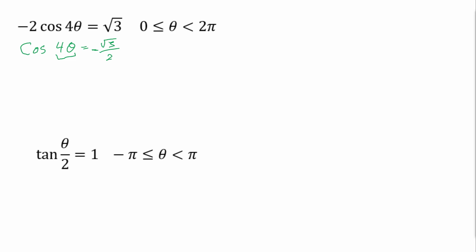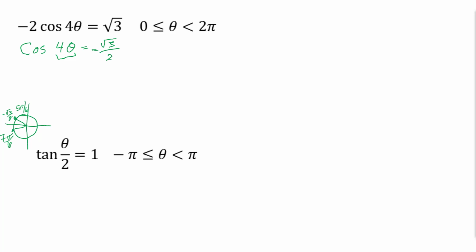To start off with our unit circle, cosine is our x value, so we're looking at x values here and here, and the x values with negative square root of 3 over 2 are an angle measure of 5 pi over 6 and an angle measure of 7 pi over 6.